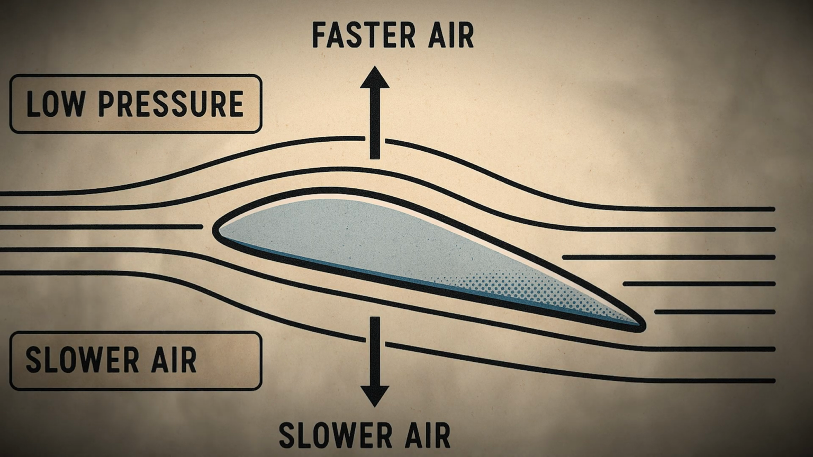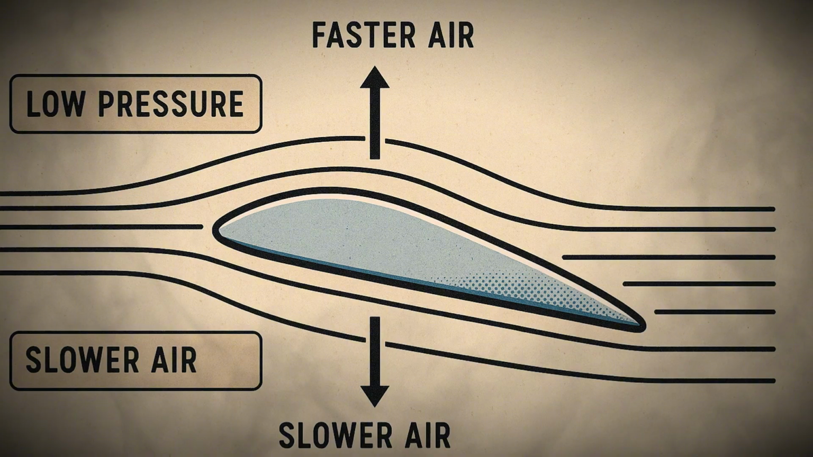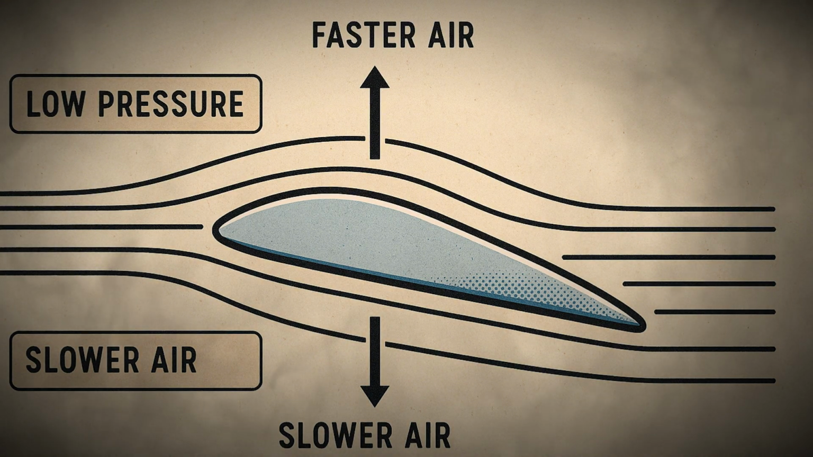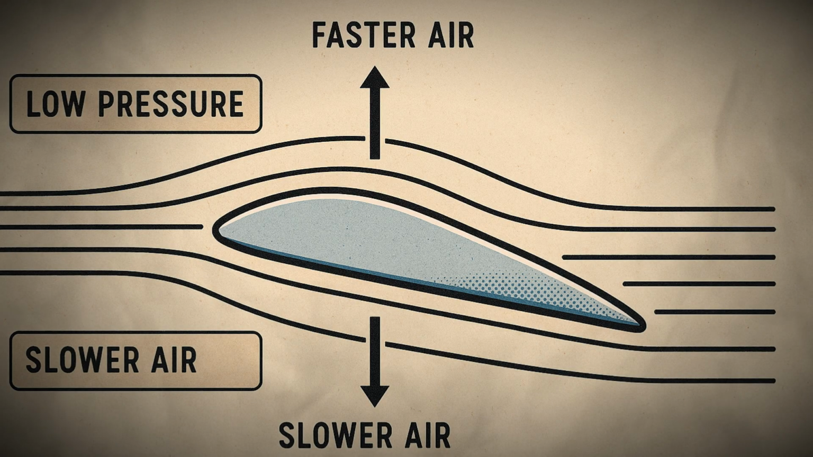One of the most commonly cited explanations of lift is Bernoulli's principle, which states that as the speed of a fluid increases, its pressure decreases. Since air is a fluid, this principle can be applied to airflow over the surface of a wing. The shape of the wing, known as an airfoil, is curved on the top and flatter on the bottom.